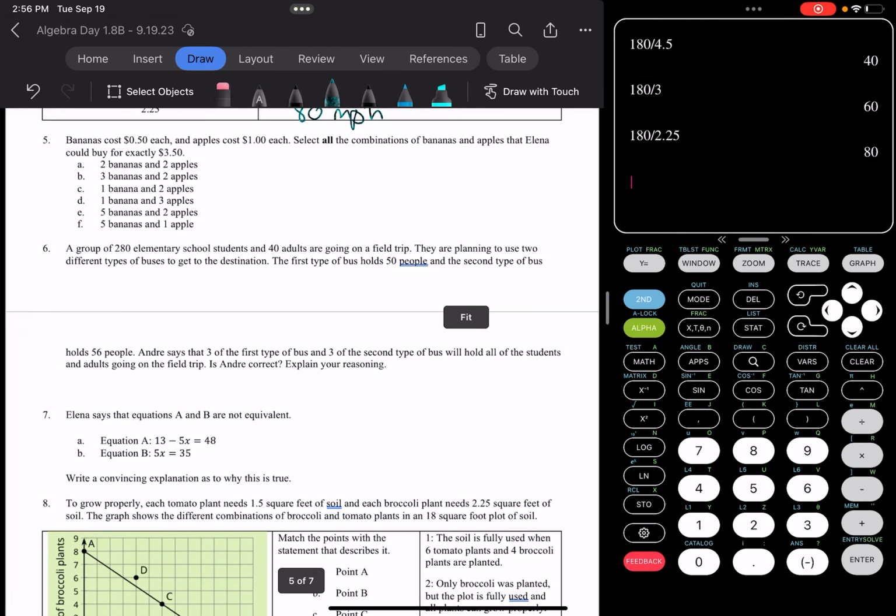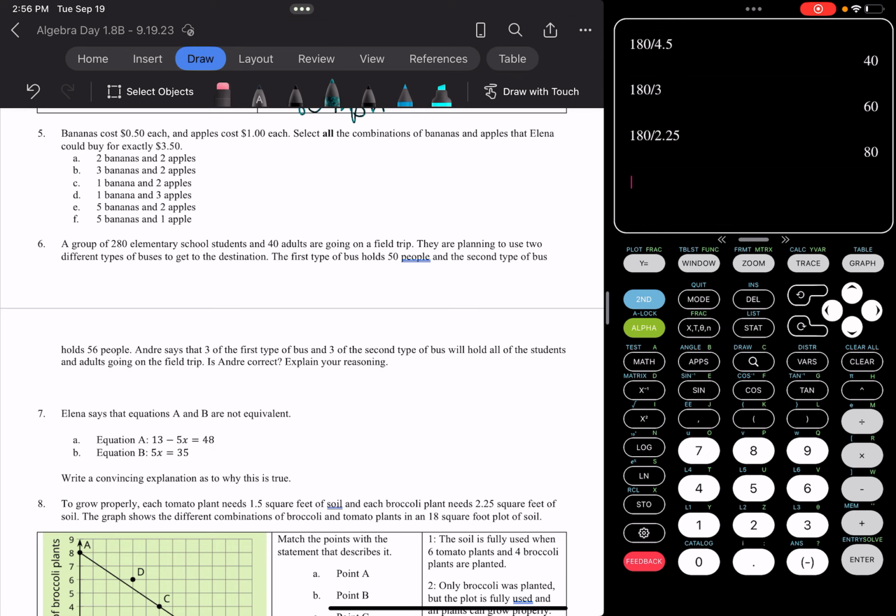All right, number 5, bananas cost 50 cents each. All right, so 0.5 times the number of bananas we buy gives us how much the bananas would cost. And apples are $1 each. And it says that she buys apples and bananas that cost exactly $3.50. What are the combinations she could buy? So here, what are you going to do? Well, you have number of bananas, number of apples times the cost.